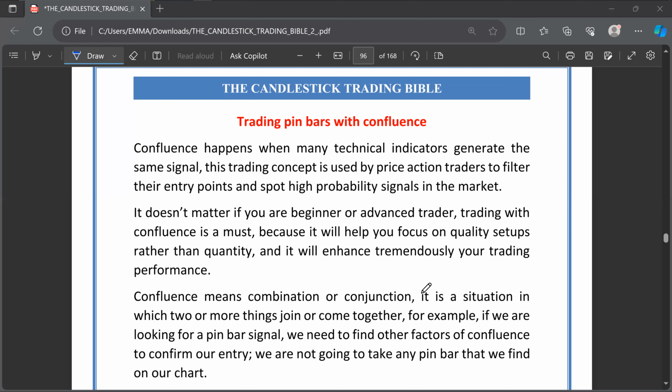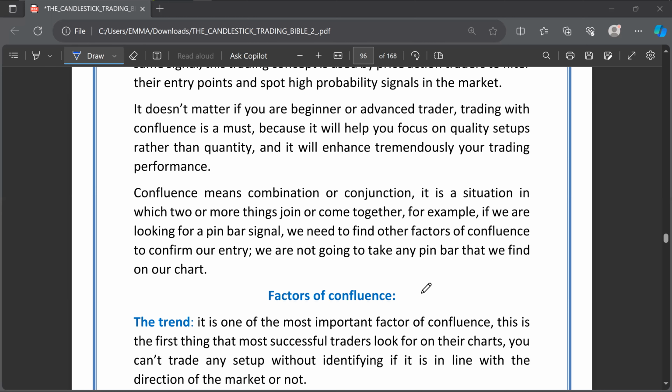Confluence means combination or conjunction. It is a situation in which two or more things join or come together. So we are taking this term from the literal perspective, the literal meaning of that. It means combination or conjunction. It is a situation in which two or more things join or come together.